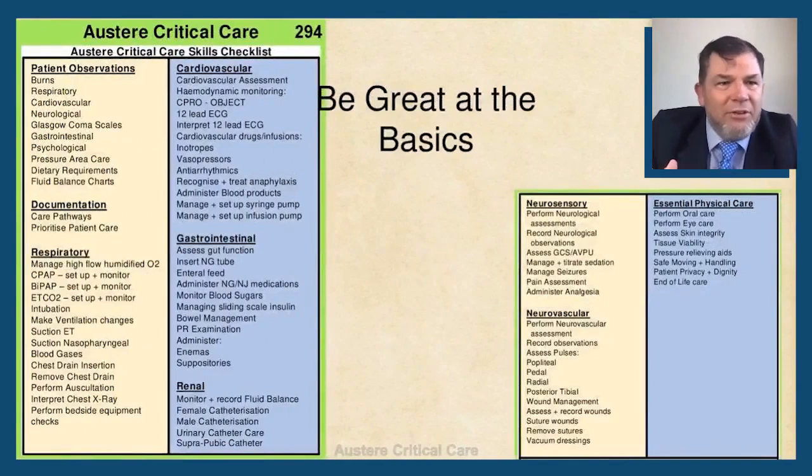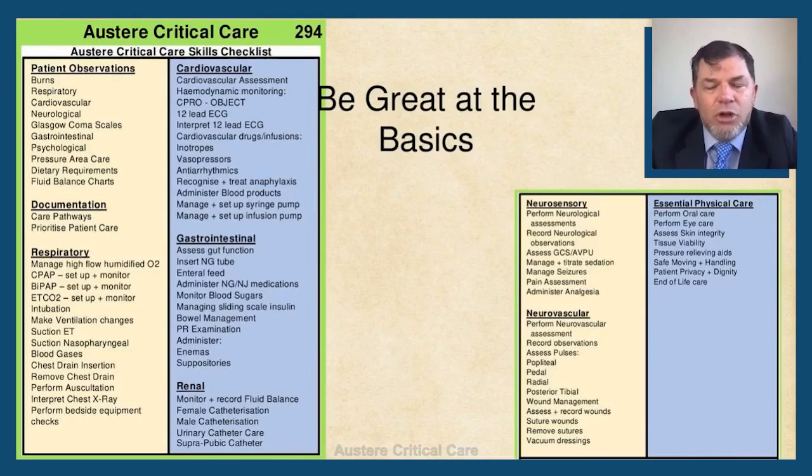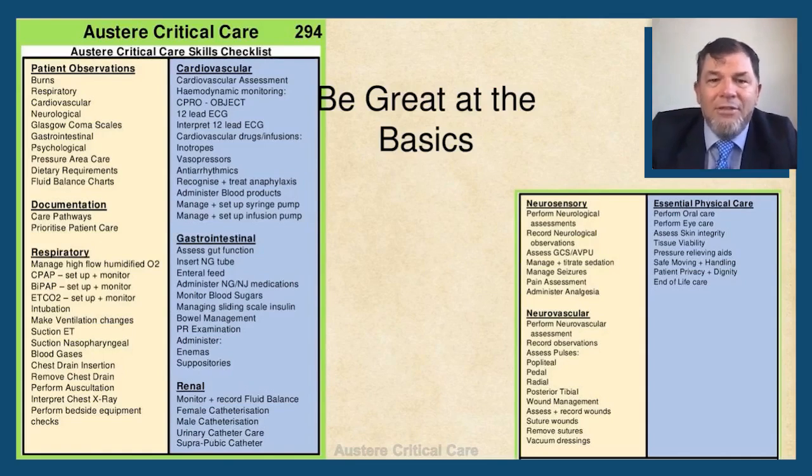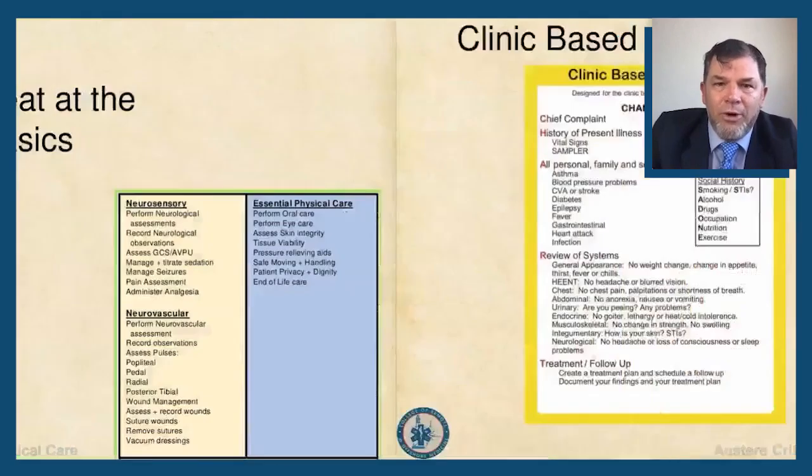So be great at the basics. Here's a skills list. This is found in our field guide. Our 2nd edition field guide is here in the warehouse. We're about ready to ship. This is page 294 of the field guide. And here's just a list of critical care skills that you as a provider should know. You can come back after this webinar and pause this video and take a look at the list, or you can buy our field guide and take a look at it. But these are what you need to be good at as a critical care provider.